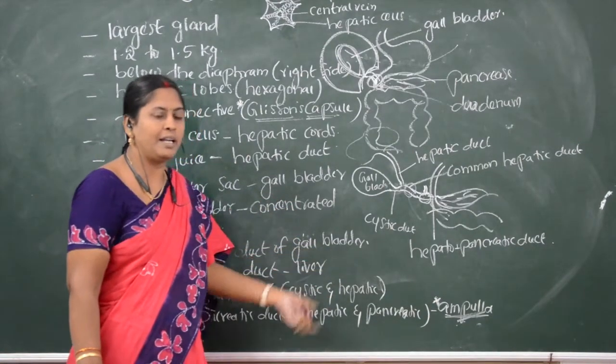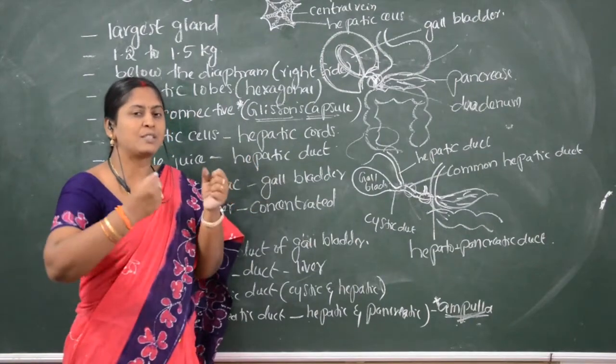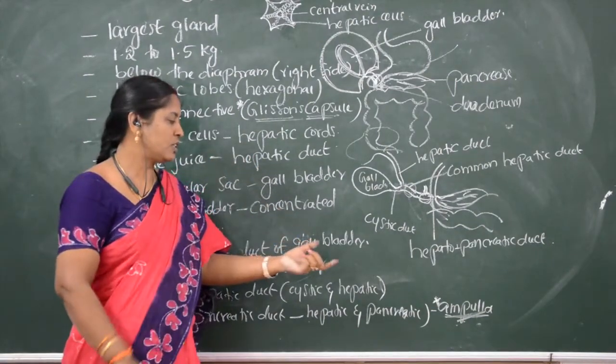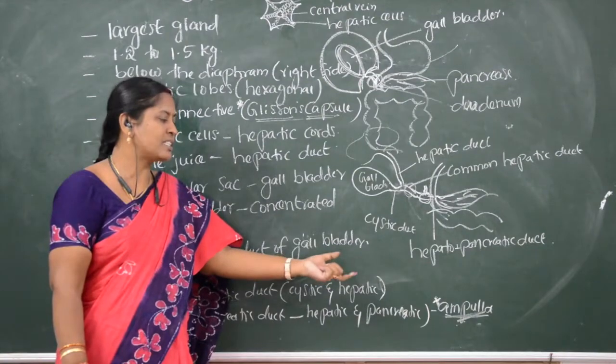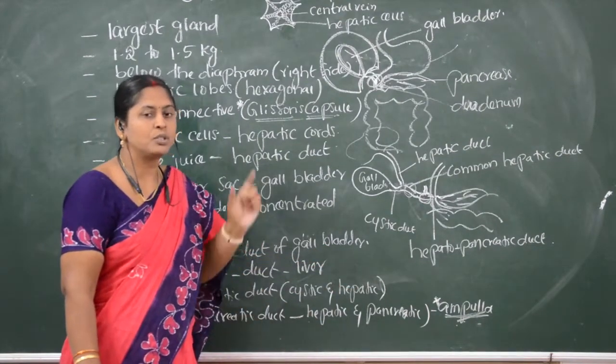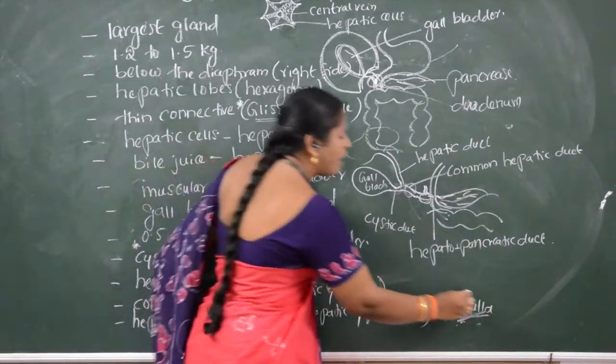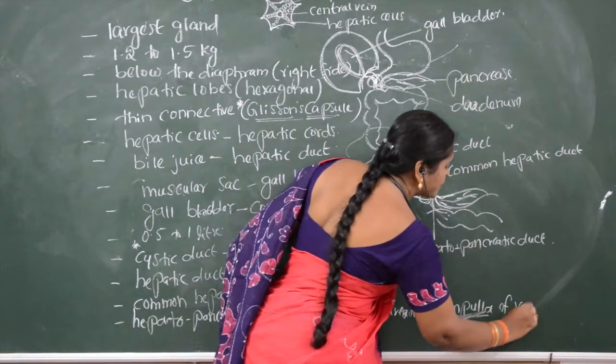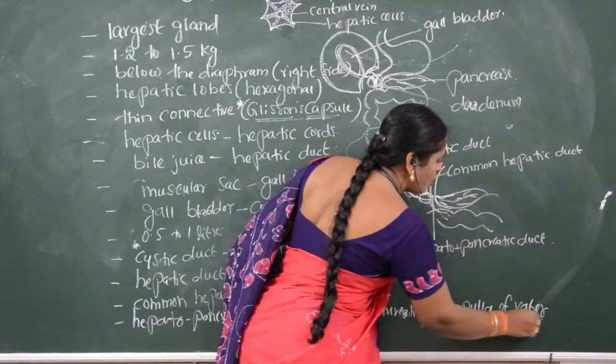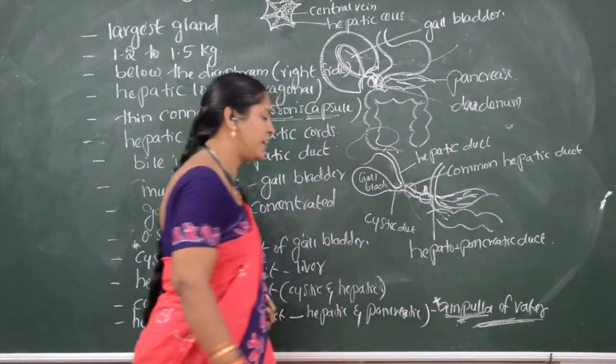Ampulla is nothing but a spherical structure which has two handles. The spherical structure which has two handles, that structure we will call as ampulla. So that part is called ampulla of Vater. Where is ampulla of Vater?